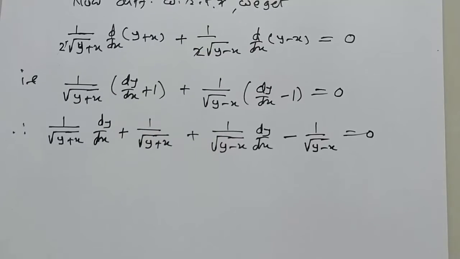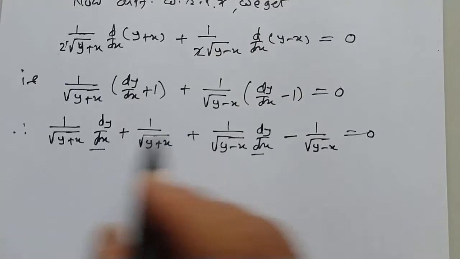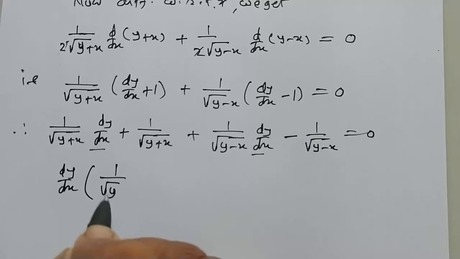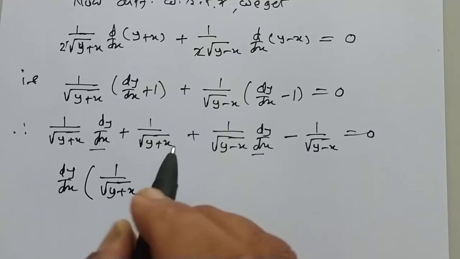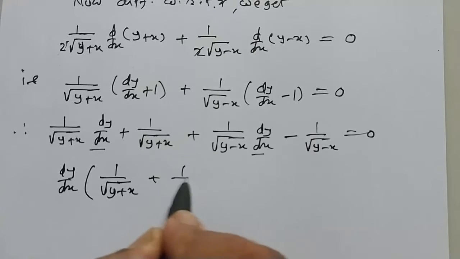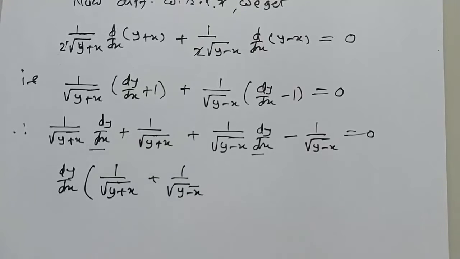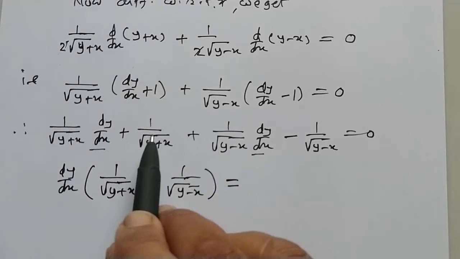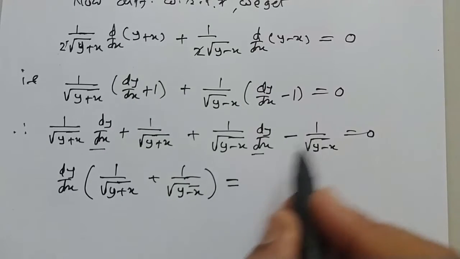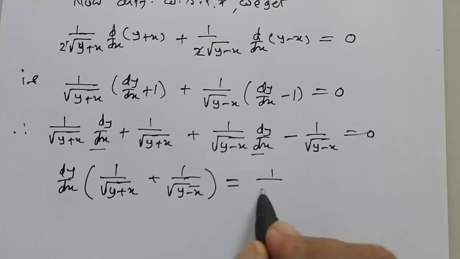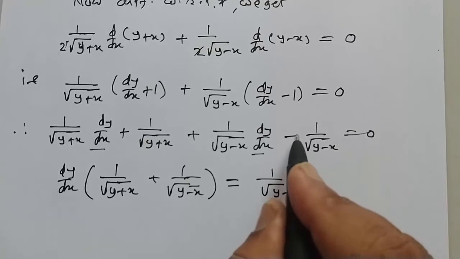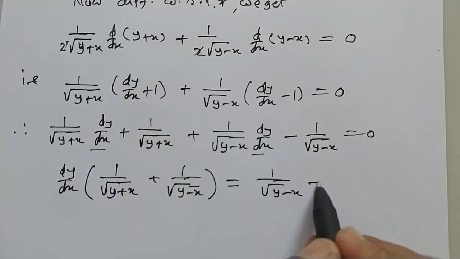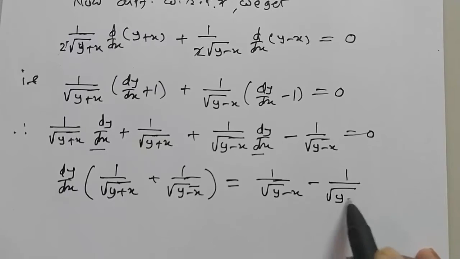is equal to 0. Now taking dy/dx common, it is dy/dx into the bracket 1/√(y+x) plus 1/√(y−x), bracket complete. Taking this term to the right-hand side, 1/√(y−x) being negative, transferring to the RHS it becomes positive. This is positive, so it becomes negative, √(y+x).